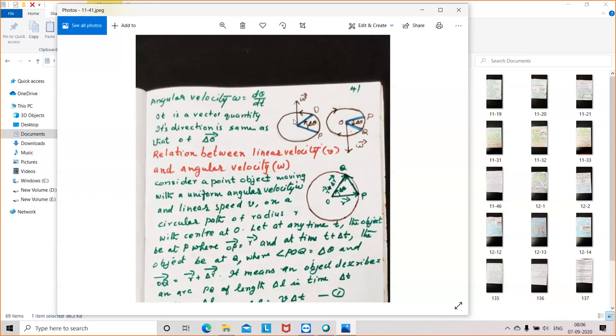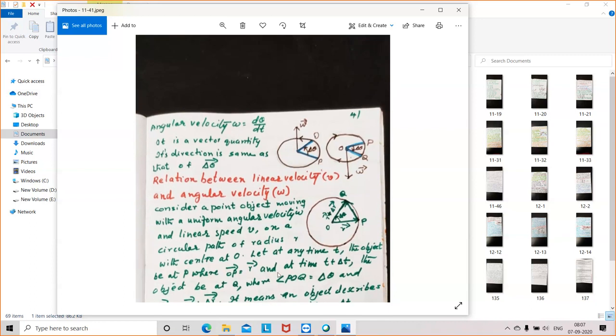So when the rotation is anti-clockwise, the thumb is upward, and the angular displacement is in the upward direction. The angular velocity direction is upward, perpendicular to the plane and upward. When the sense of rotation is clockwise, the angular velocity's direction is downward, perpendicular to the plane and downward.